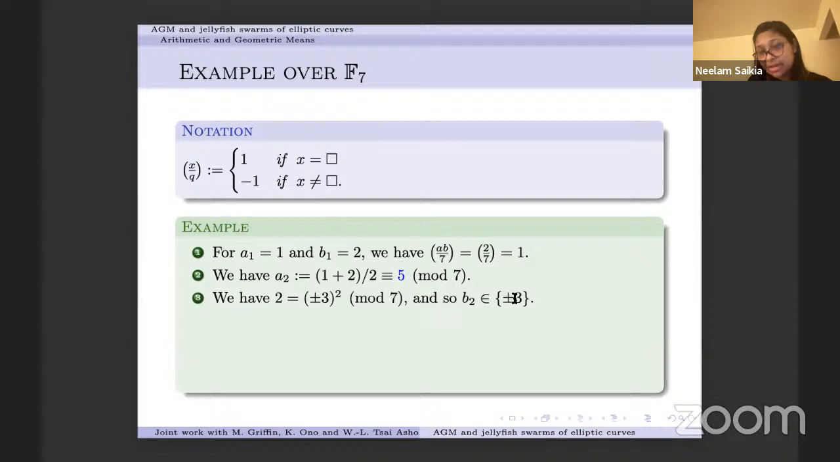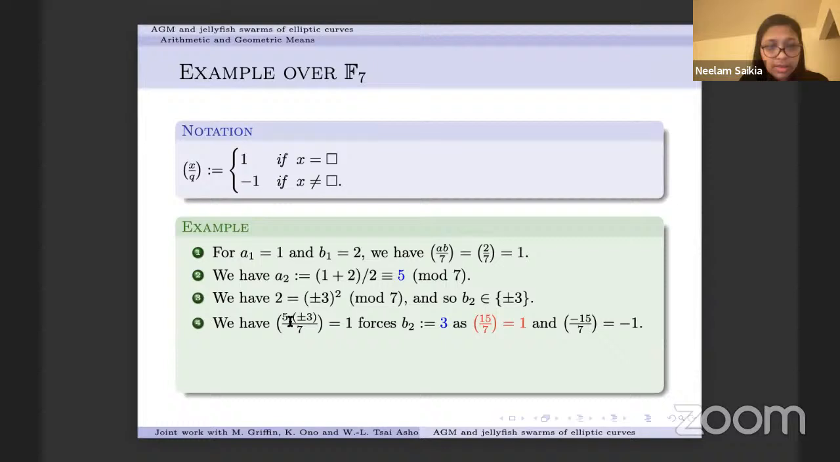Now we have to deal with the third condition that gives a unique square root. So here we have to check which square root will give the next term. If we choose b_2 as 3, with a_2 being 5, then 5 times 3 is 15, which is a square, so the Legendre symbol is 1. And minus 15 is not a square, which gives minus 1. Therefore, this forces us to choose b_2 as 3.